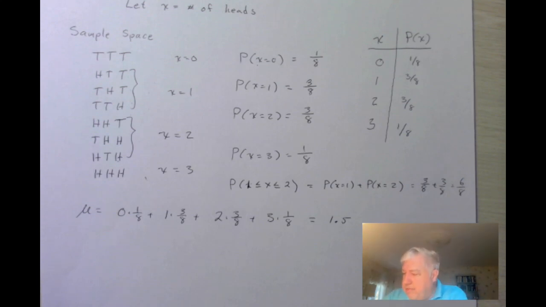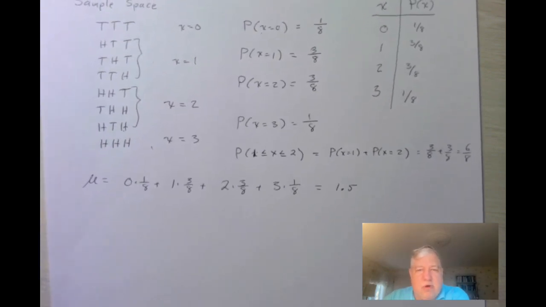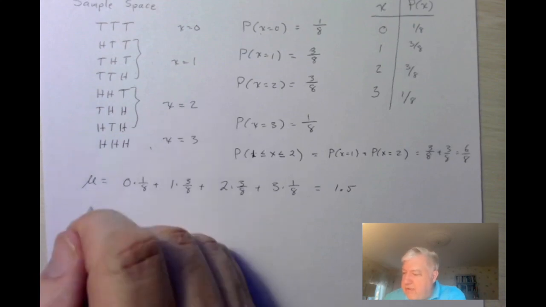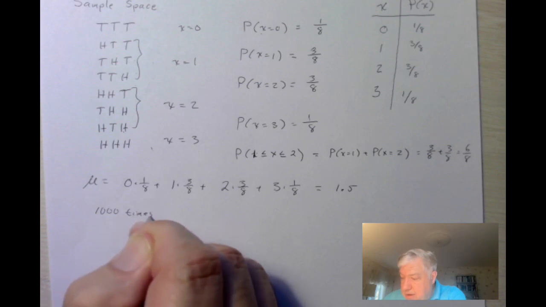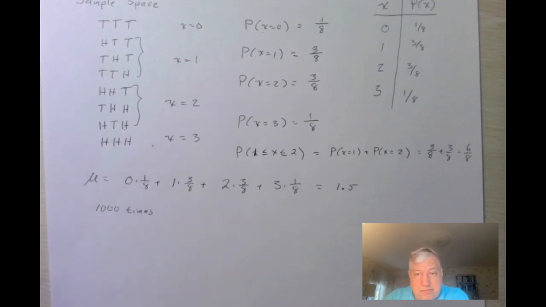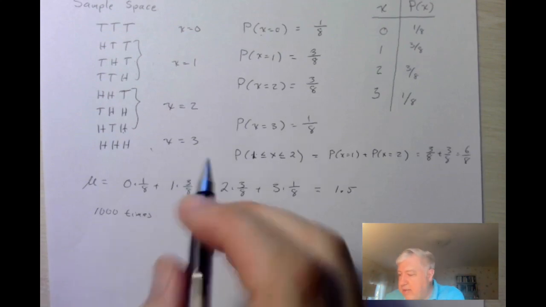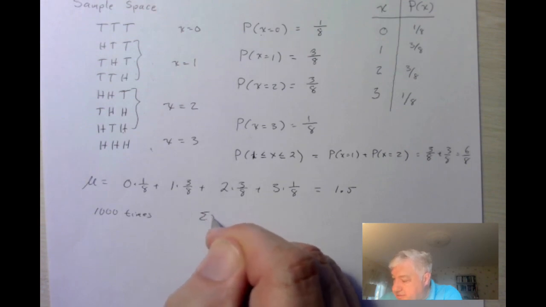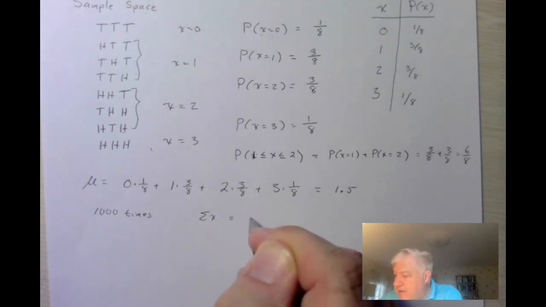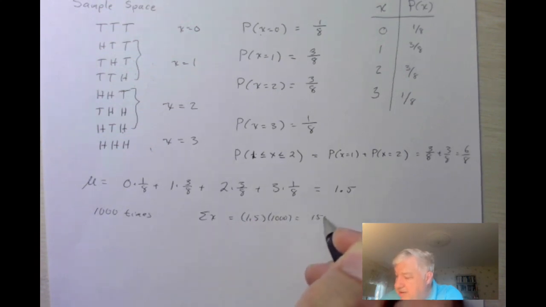Now, what does that mean? Well, we know obviously x is never going to be equal to 1.5, but let's say we were to do this experiment 1,000 times. What would be the total number of heads if we added all the x's on average? If we were to sum up all the x's, this would be 1.5 times 1,000, which would be 1,500.